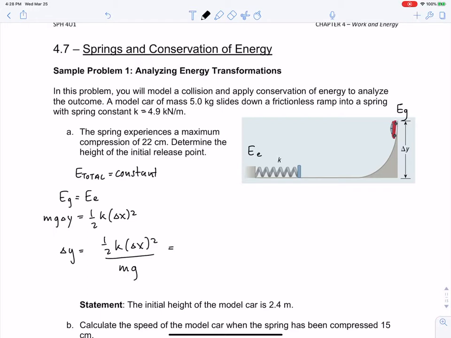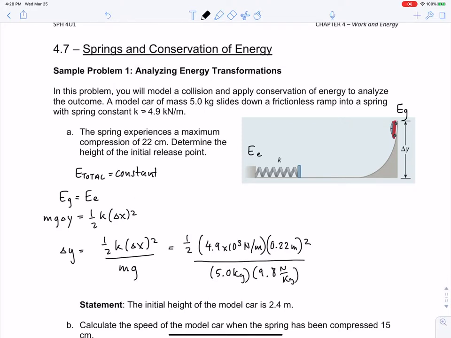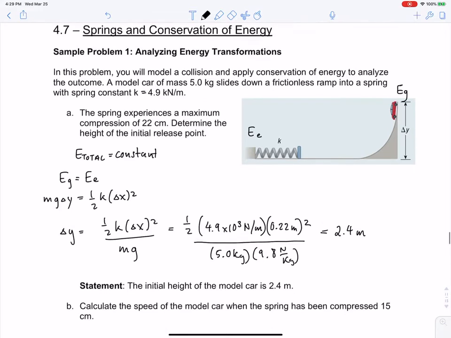Let's sub and solve. We have 1/2 times k, which is 4.9 kilonewtons, so that's 4.9 times 10 to the power of 3 newtons per meter, times a displacement of 22 centimeters or 0.22 meters squared, divided by a mass, the model car is 5 kilograms, times 9.8 newtons per kilogram. If you punch this into your calculator, you should get 2.4 meters. Therefore, the initial release height is 2.4 meters.